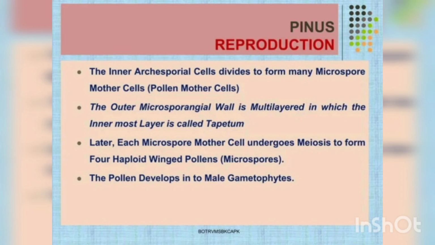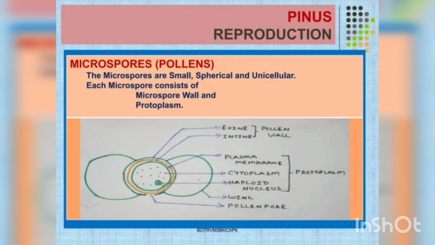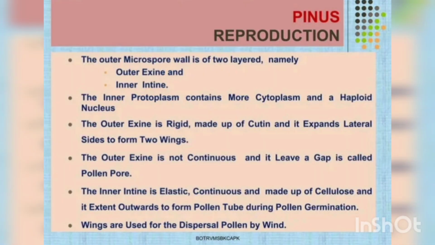The microsporangia consists of a wall layer called the microsporangial wall, which has an inner wall layer and an inner structure called the microsporangia mother cells, which divide to form the microspores. This is the structure of a microspore. We've seen that it is winged. The microspores are small and winged.